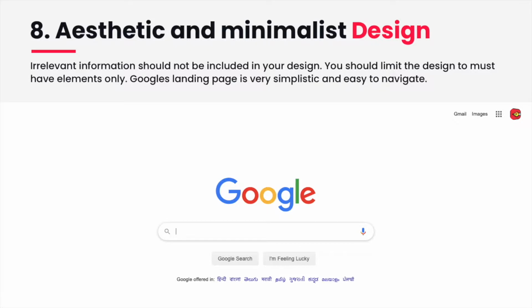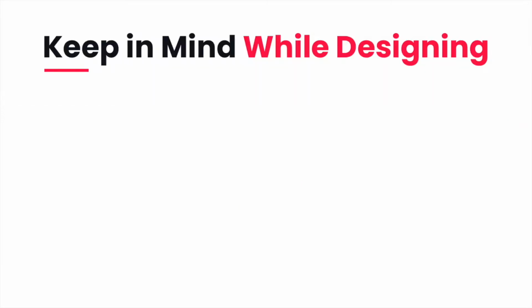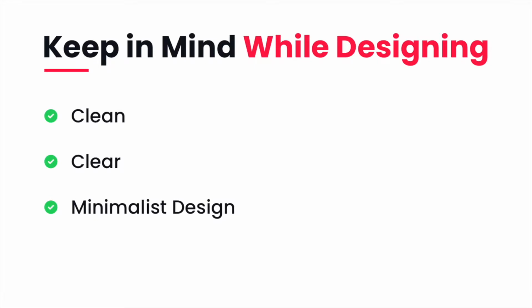For example, Google. If you see the homepage of Google, then you will see search in focus. Google design is very clean and very clear. There is no irrelevant information on it, through which any user is able to search on Google very easily. In the same way, when you create any design, you should use the least elements. So your design should be clean, clear, and minimalist.